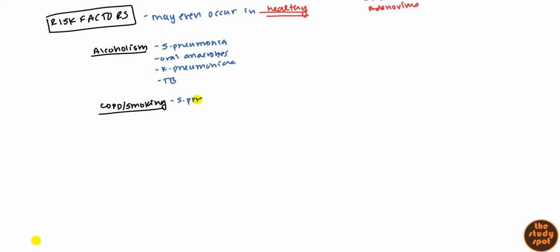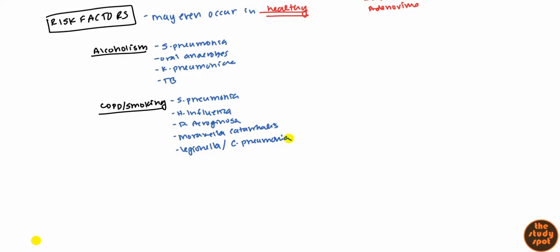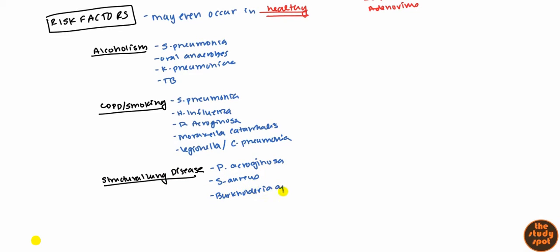COPD and smoking, again, strep pneumonia is common. Haemophilus influenzae. You can also get Pseudomonas. Moraxella is also common in smokers. And then we have Legionella if they're elderly, and chlamydia pneumonia as well. So that's there. So sometimes structural lung diseases can also lead to pneumonia. So again, it's Pseudomonas. We have Staph aureus, and then there's a very rare one, which is Burkholderia cepacia. Those can be associated with structural lung disease. Lung abscess, you're thinking MRSA and oral anaerobes.